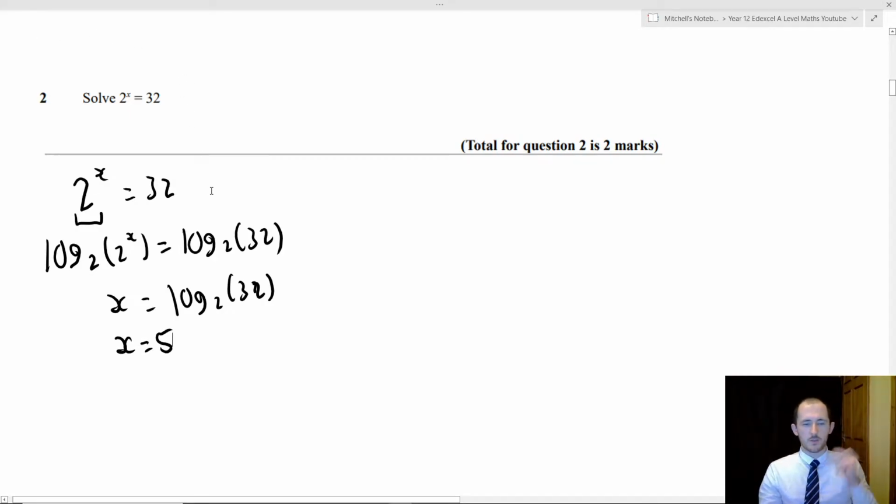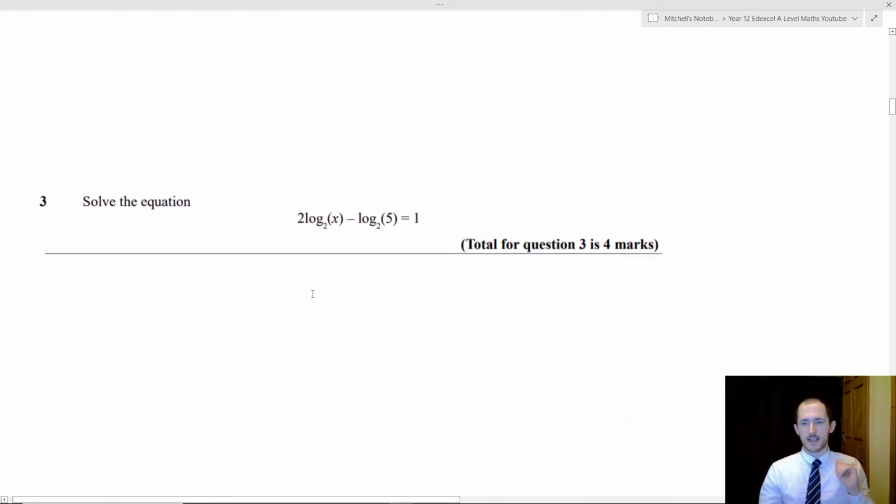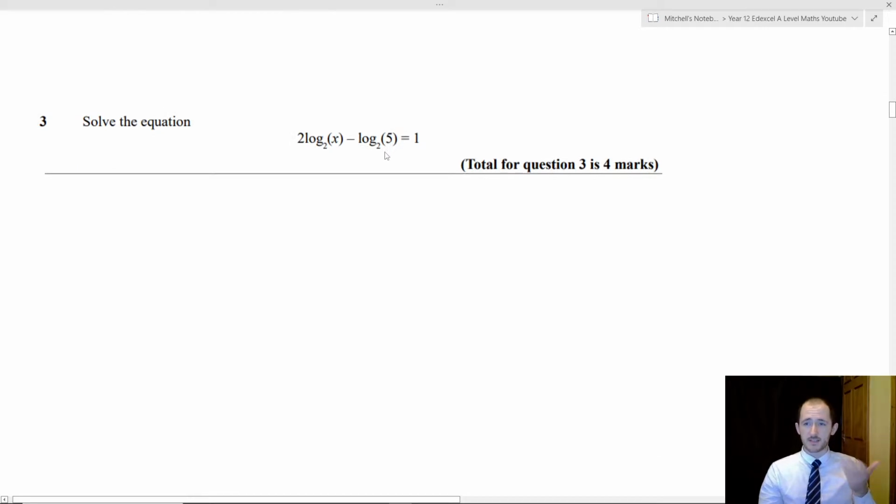Again, these are just quick 2-mark questions, quick rapid fire, but they do come up quite a bit in exams. Now this is where things get slightly more interesting. We need to solve an equation. What we need to remember here is that we have 2 separate logs.